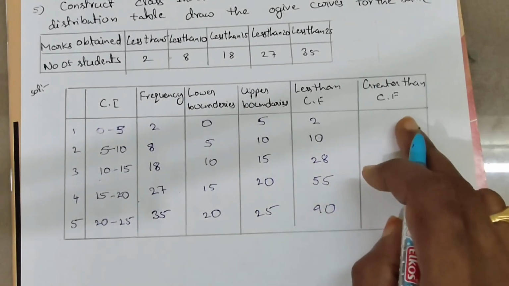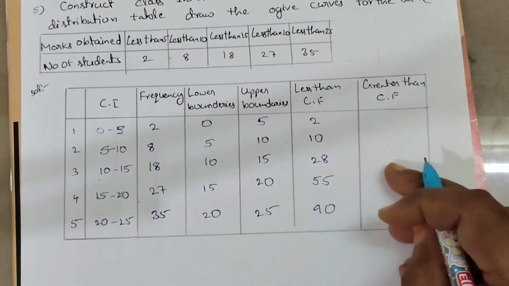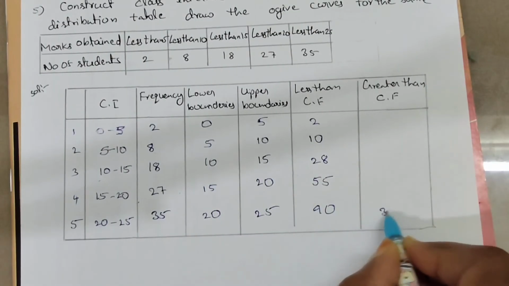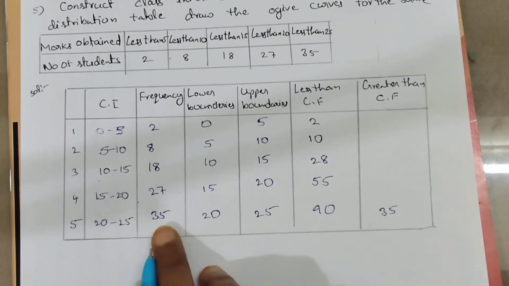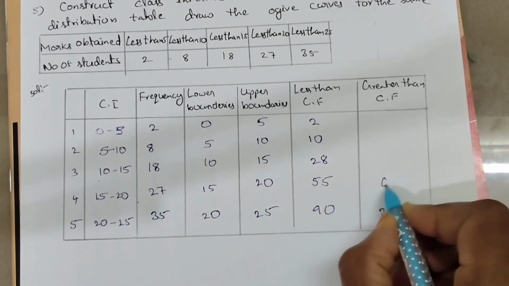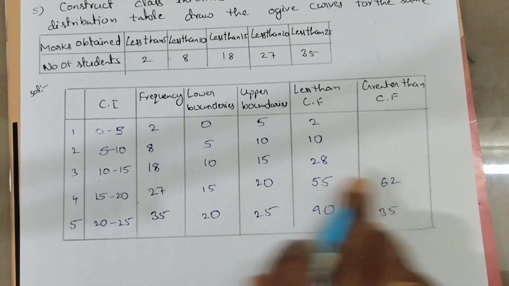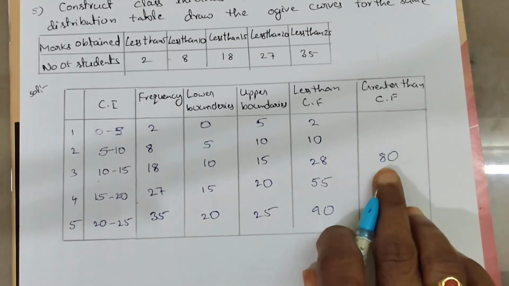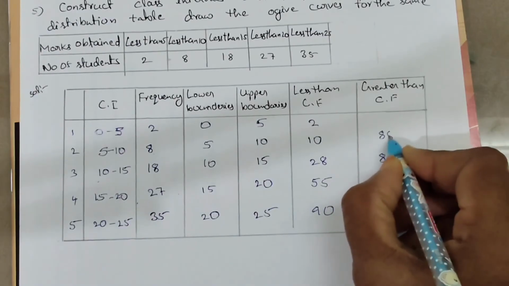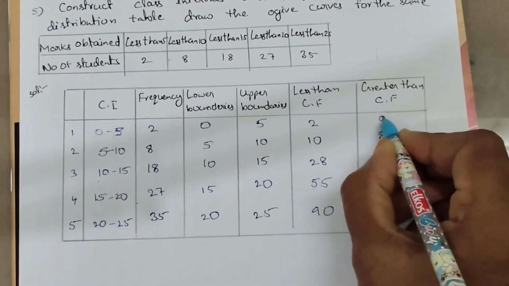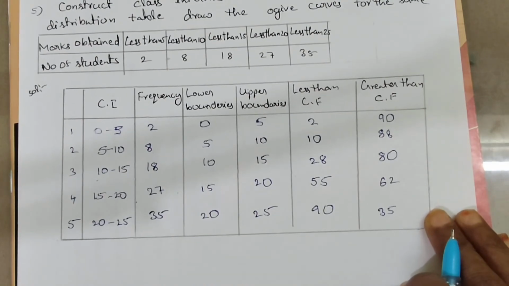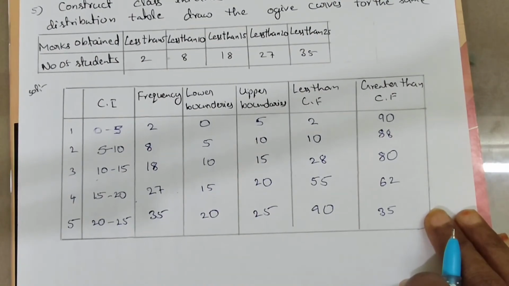Now next, the greater than cumulative frequency. We write the greater than cumulative frequency from the downside. Starting from the downside, the first frequency is 35, so we write 35. 35 plus 27 is 62. Next, 62 plus 18 is 80. 80 is the third one. Next, 80 plus 8, 88, plus 2, 90. That is the greater than cumulative frequency. So now the less than cumulative frequency and greater than cumulative frequency are completed.